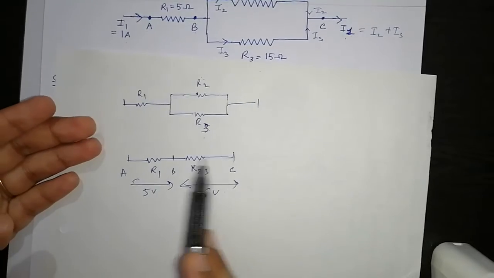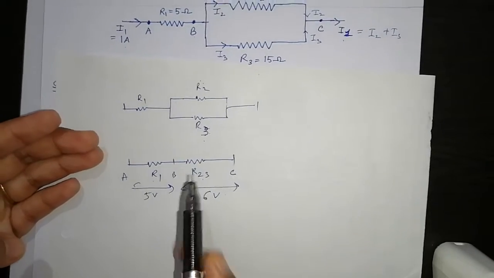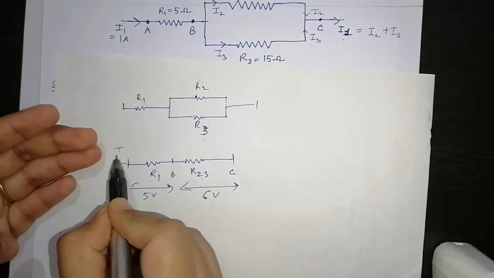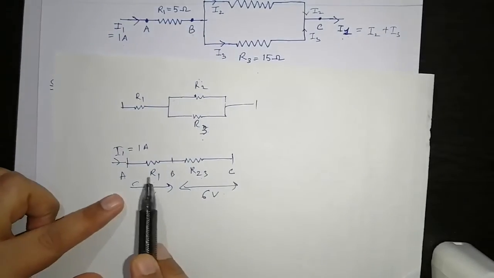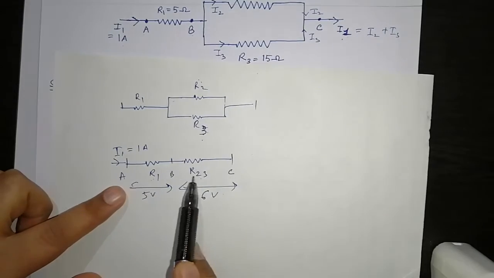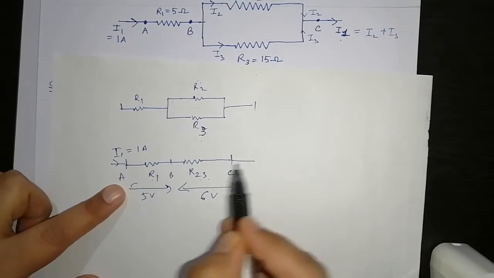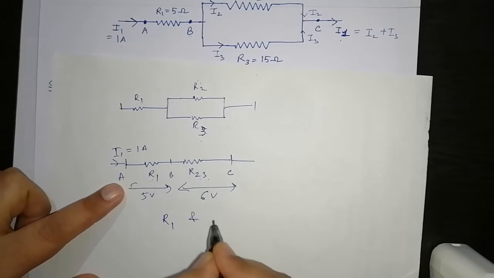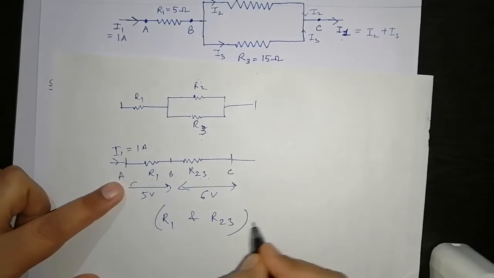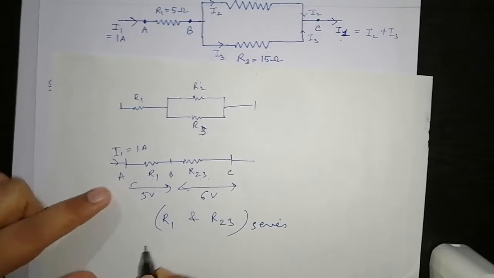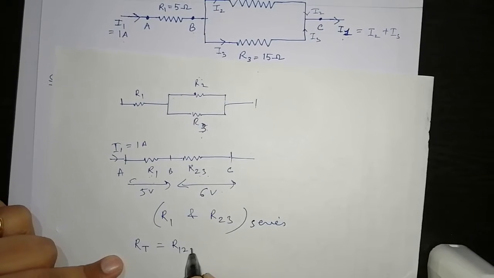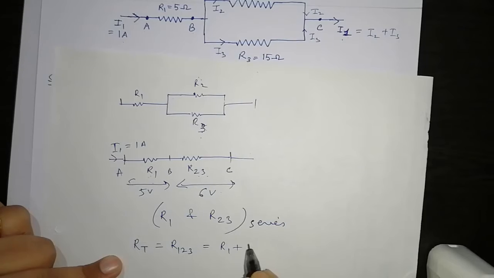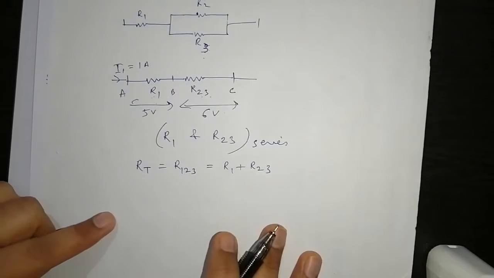So now what is the total resistance? We can see that R1 and R23, and we know that I1, 1 ampere current, is flowing. So the same current is flowing through R1 and R23. So R1 and R23 are in series, right? So R total, which is nothing but R123, is equal to R1 plus R23.